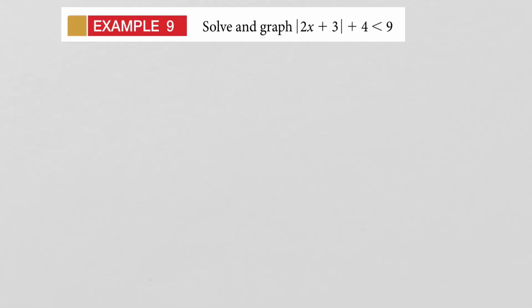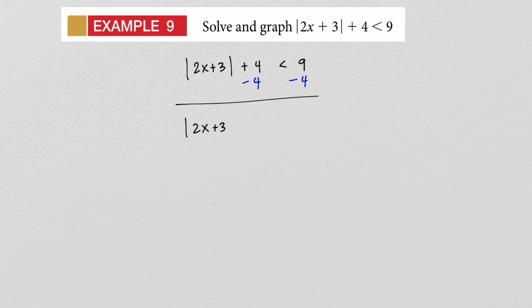In our next example, we have the absolute value of 2x plus 3, plus 4, is less than 9. So again, when you're solving an absolute value equation or inequality, the first thing we want to do is get this absolute value by itself. So we're going to subtract 4. And that will give us the absolute value of 2x plus 3 is less than 5.